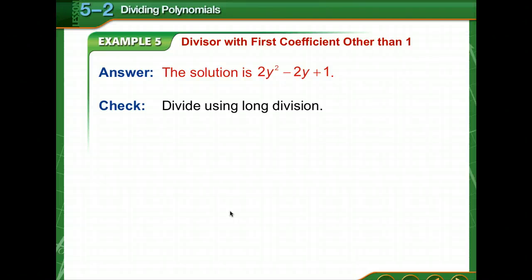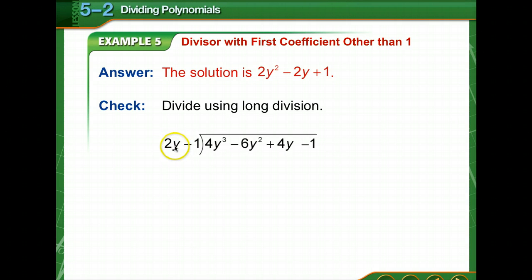So now you can check your answer by using long division. And folks, this is why, if this is not a coefficient of 1, I usually just use long division to start out with. You may really like synthetic division, but then there's more chance for error.